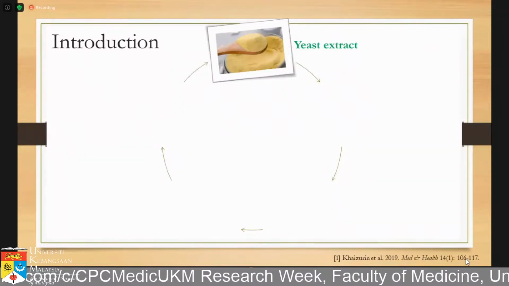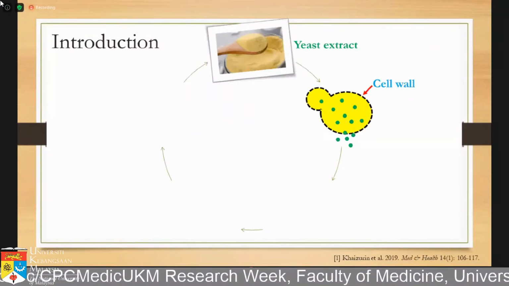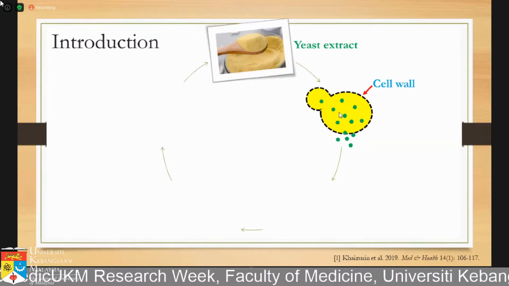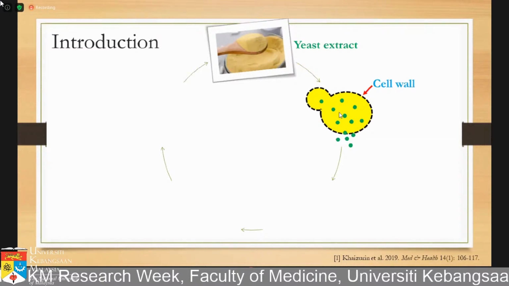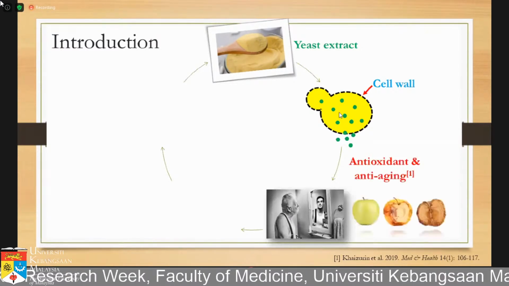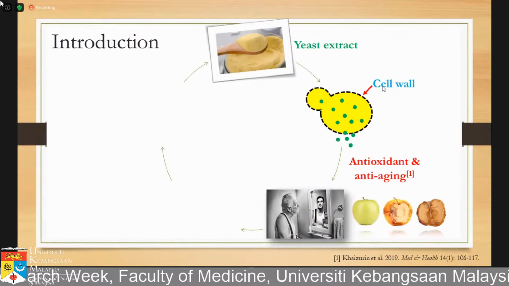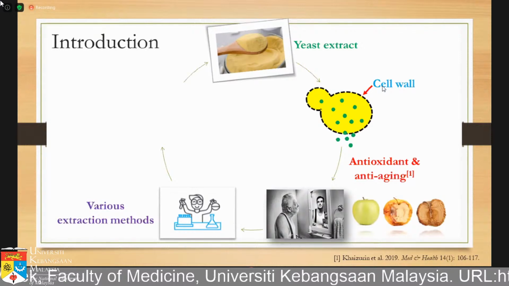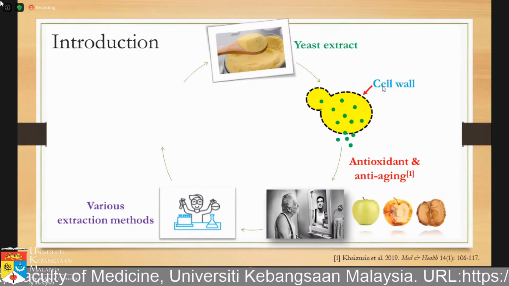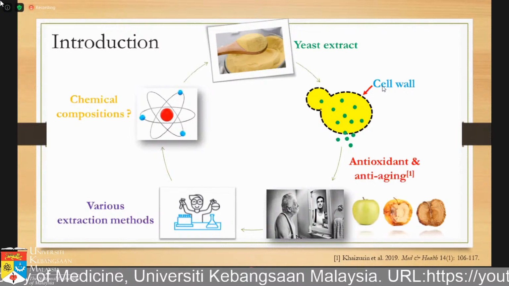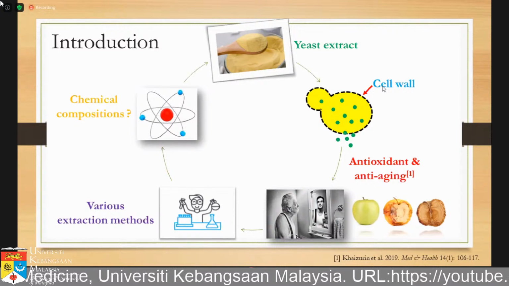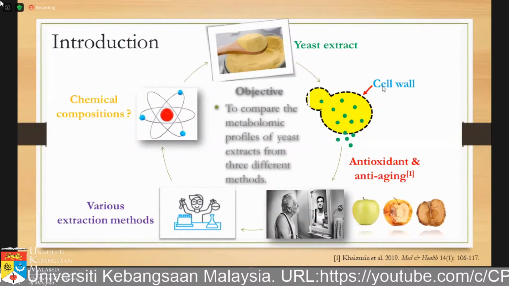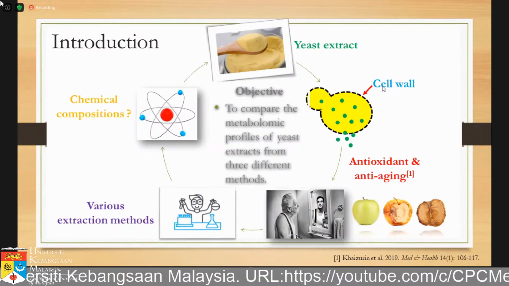Yeast extract is the cellular content of the yeast, prepared by breaking the cell wall and releasing the metabolites. It is a rich source of metabolites which have been proposed to have beneficial effects, for example, antioxidant and anti-aging properties. Various extraction methods exist to extract the metabolites from yeast, however, the chemical composition of these various extraction methods remains uncharacterized. Therefore, the objective of this study is to compare the metabolic profile of the extract from 3 different methods.